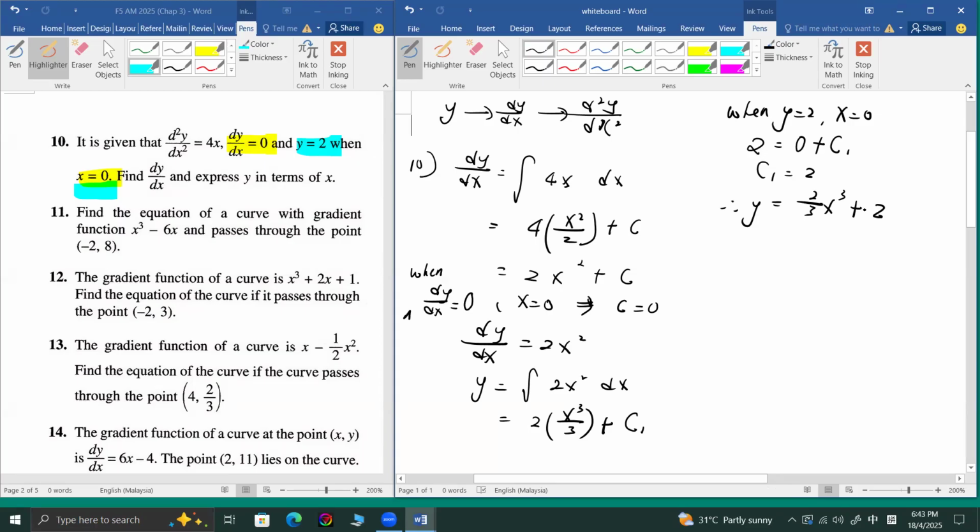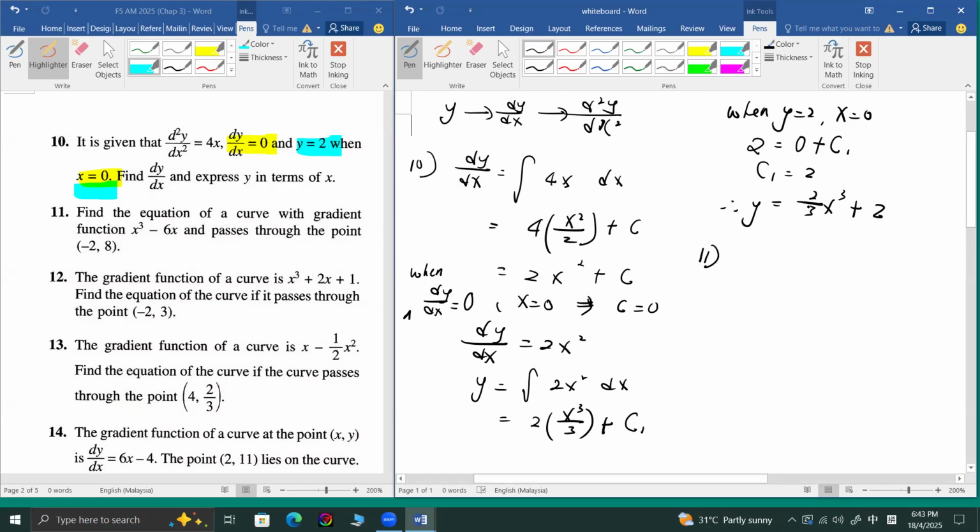So this is a way when you are given a second derivative, d squared y over dx squared. You convert it to dy/dx, and from dy/dx, you make it y. Okay, that's all for question 10.